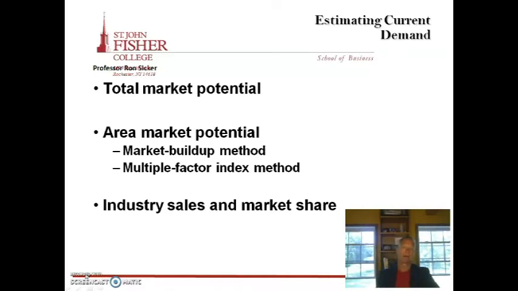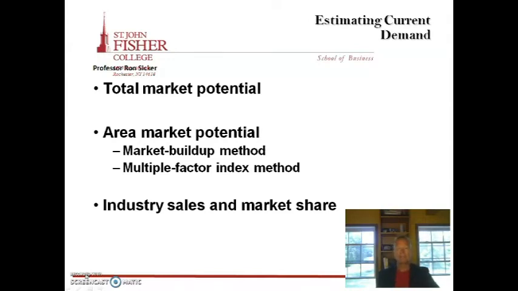So if you look at your market potential, say your market potential is 1 billion units, your share is 30%. That would mean that you're going to sell 300 million units. Is your share going to go up? 31%, 32%? Is your share going to go down?